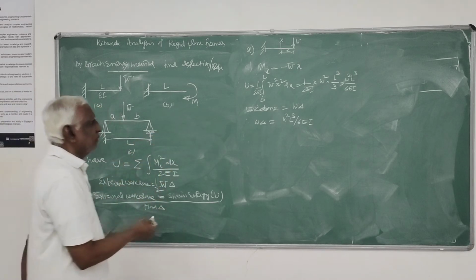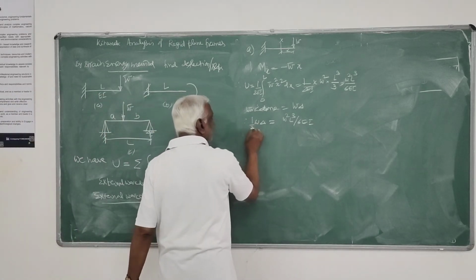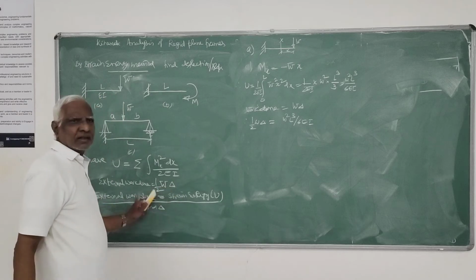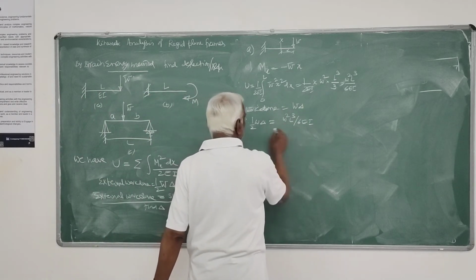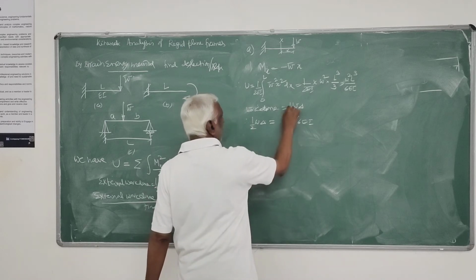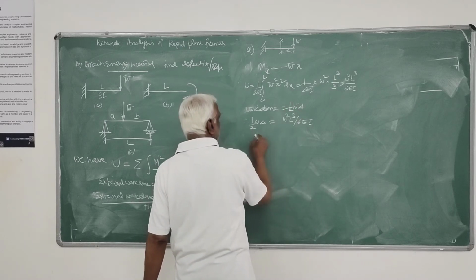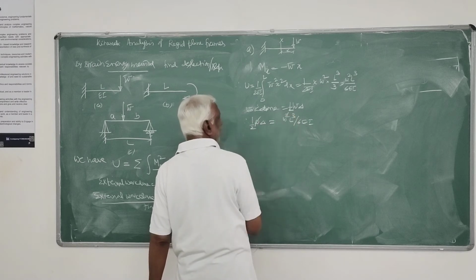Okay, it is standard: the sectional work done is half W delta always. Work done equals half W delta. So therefore this W, 1 W cancels.